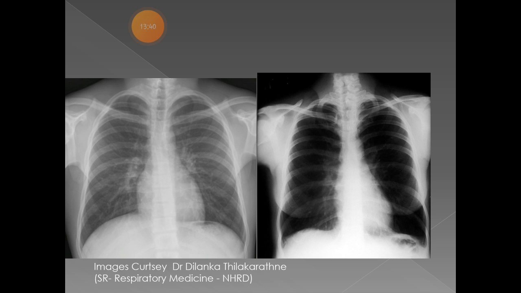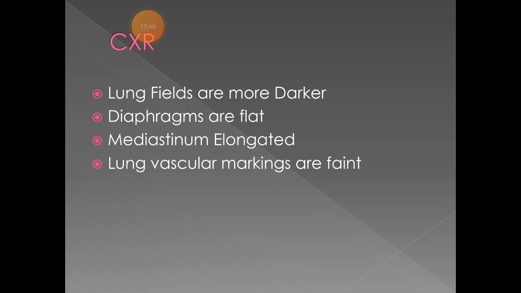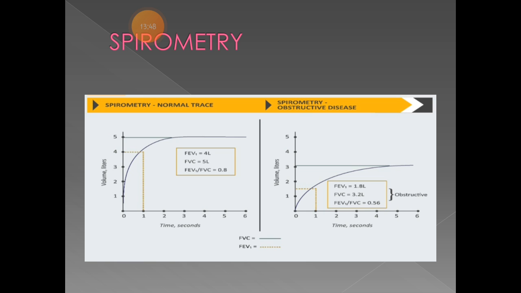Chest x-ray comes on top, and these are the findings you will see in a chest x-ray of a patient with COPD. Then, what you should know most importantly is spirometry. I have taken this picture from the COPD GOLD guideline: a normal trace and an obstructive disease trace. This can vary, but this is the spirometry of an obstructive disease.